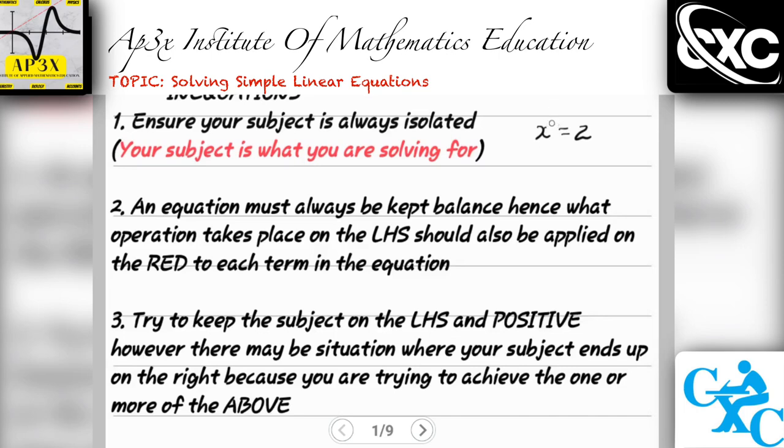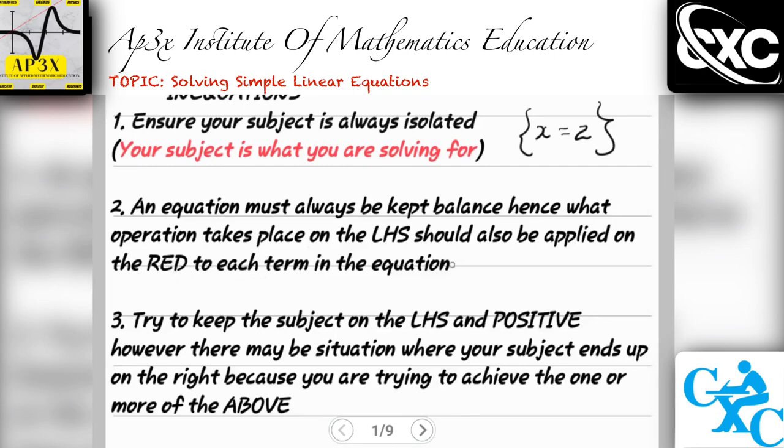If there's a power, we have to use the root to remove the power. If there's a coefficient, we have to split the product, that is, divide. And if there's a divisor, then we have to multiply both sides by the divisor. So we should always have our variable isolated. Number 2, an equation must always be kept balanced, and hence whatever operation takes place on the LHS should also be applied on the RHS, the right hand side. Pardon me, typo error.